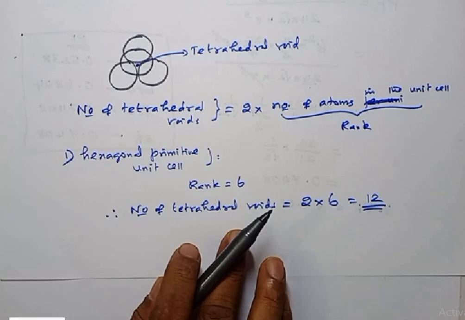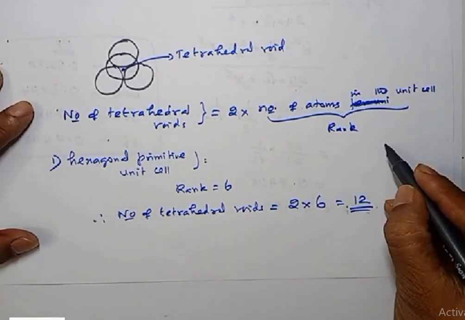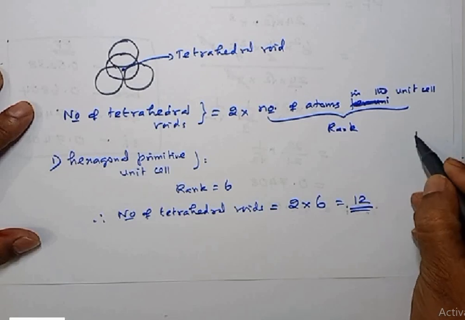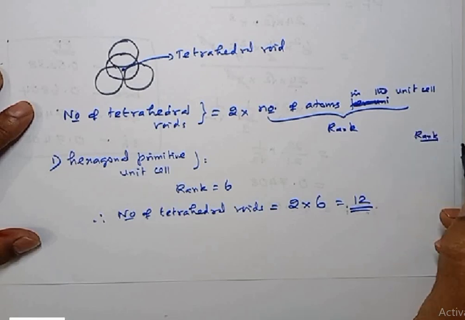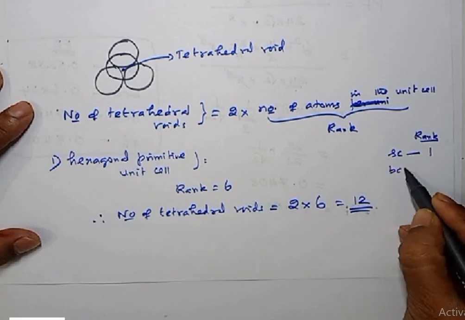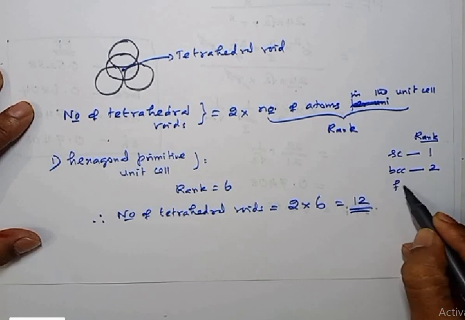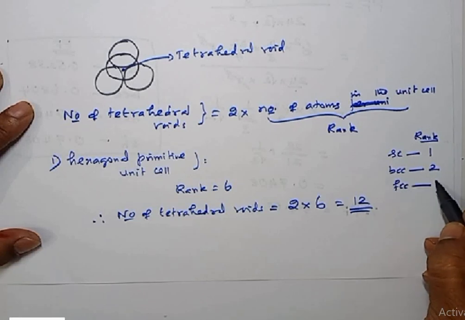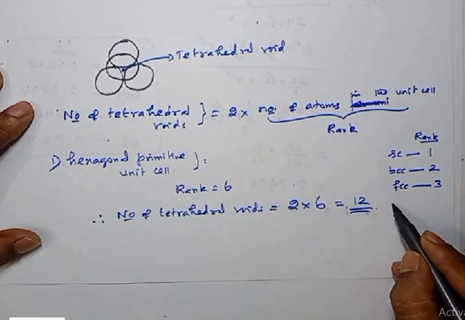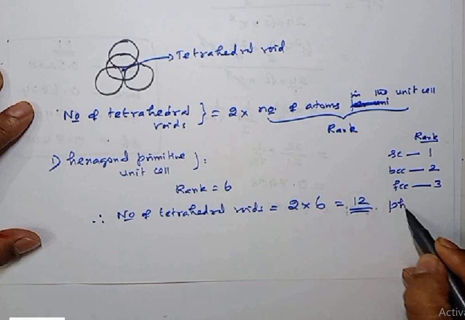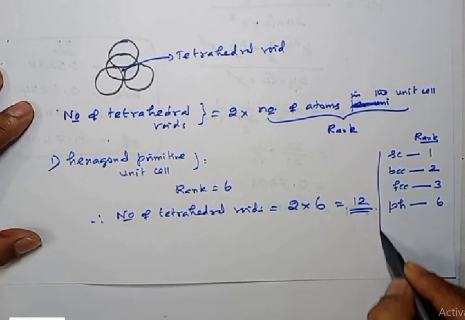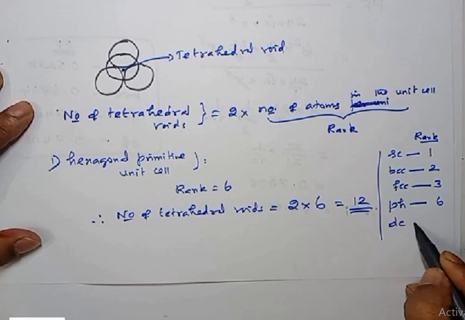Sir, the rank, just a little on the side. Listen, rank, just note down. For simple cubic, rank is 1. For BCC, rank is 2. For FCC unit cell, rank is 3. For primitive hexagonal, I'll write like this: PH or simple hexagonal, whatever it is. For this, rank is 6.